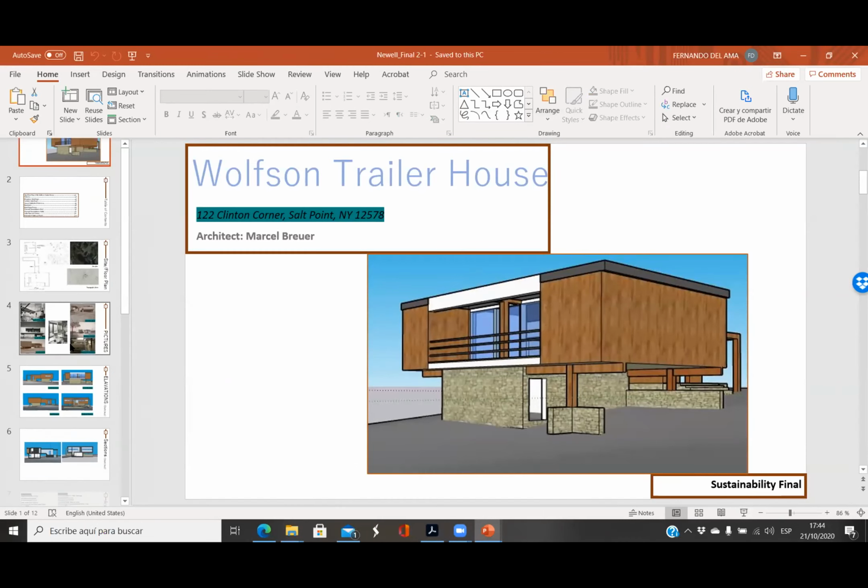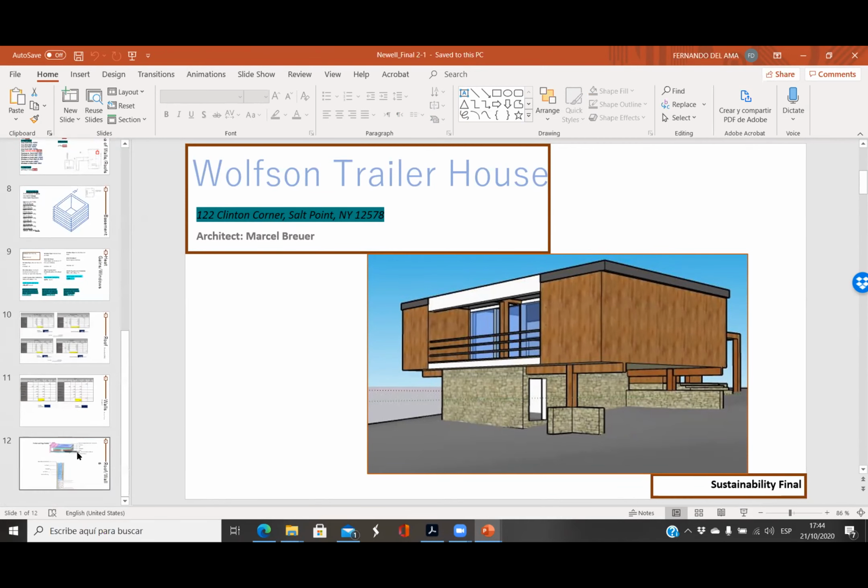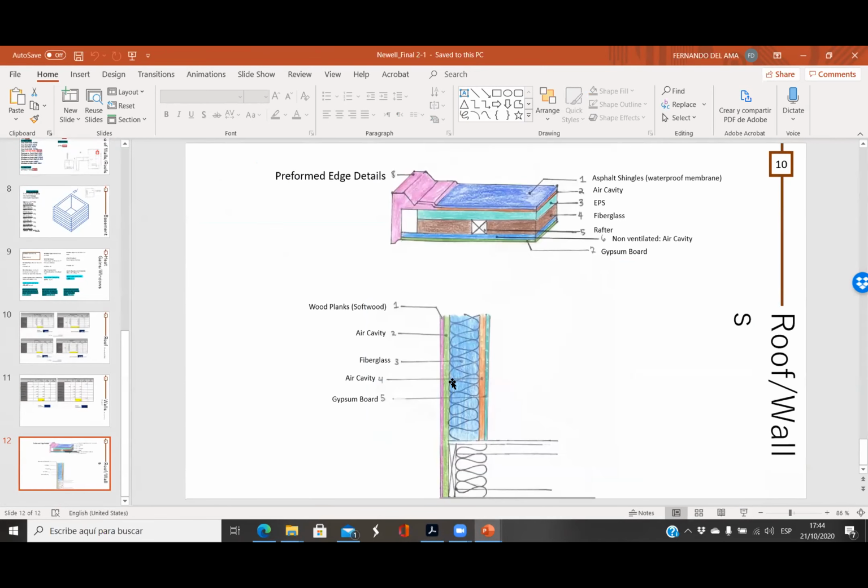And the Wolfson trailer house. Okay, I like it.